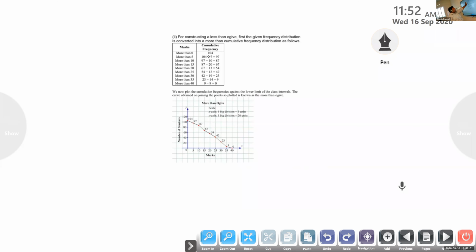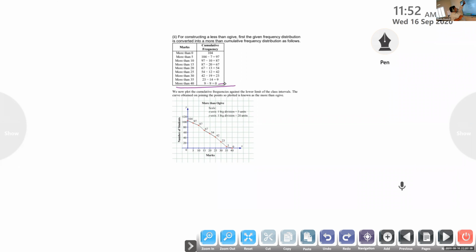More than 10, so we want to reduce the number. 97 minus 10. Next one, more than 15, 87 minus 20, more than 20, 67 minus 13. Is that idea clear? Simple understanding is enough here. Finally we'll get more than 40, no students, 0 only, right?